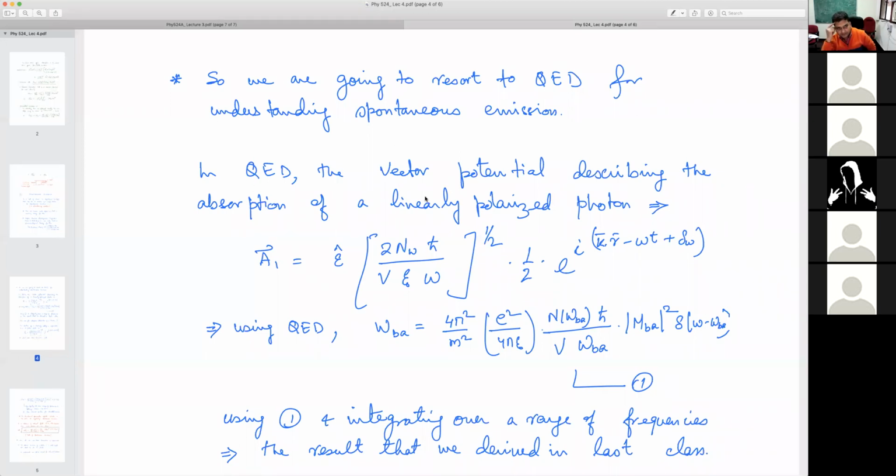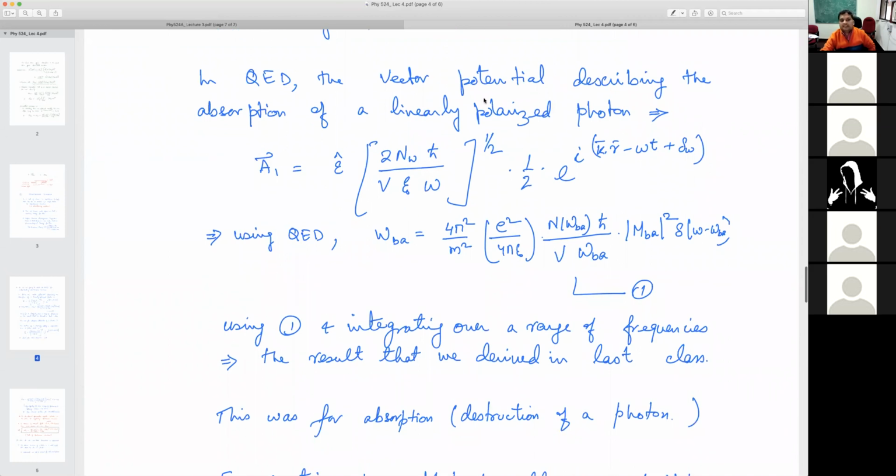So we are going to use quantum electrodynamics for understanding spontaneous emission. In quantum electrodynamics, we will treat this vector potential, which was a classical field, and make it into a quantum field. And these quantum fields will also have creation operators and destruction operators. But let's not go there. We will come back to that. I'll discuss some quantum aspects of light in this course for sure later.